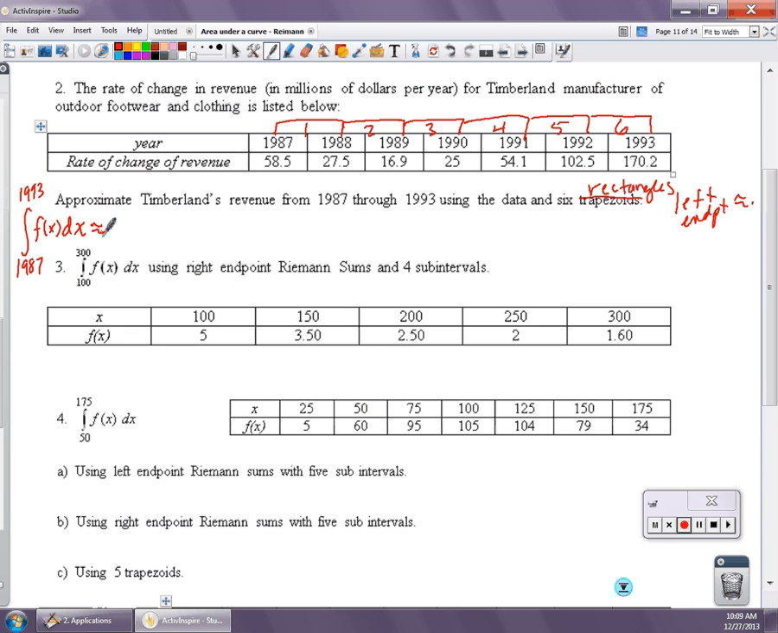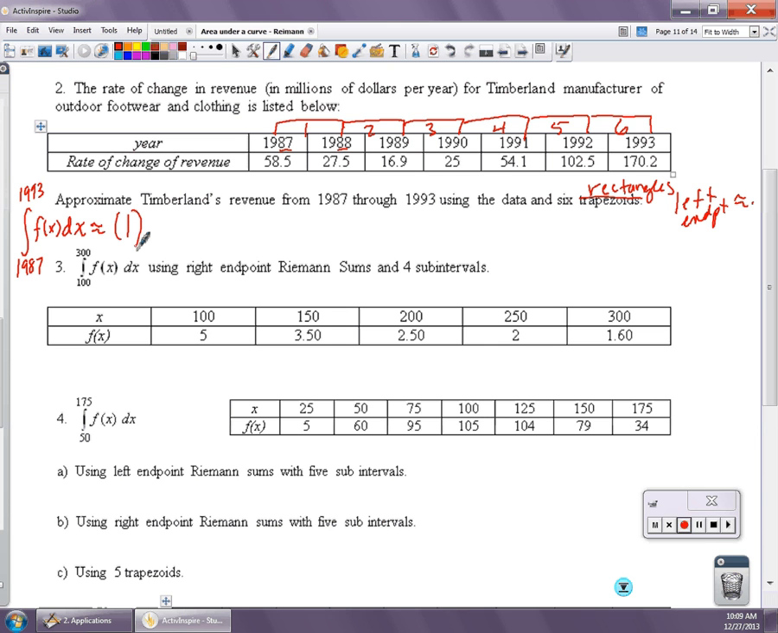Now in this case, take a look at my x values. They change by 1, so 87 to 88, 88 to 89, 89 to 90, 90 to 91, 91 to 92, 92 to 93. So I do have a common width of 1, and you always have to check that and don't assume that the width will be in common. So there's my common width.